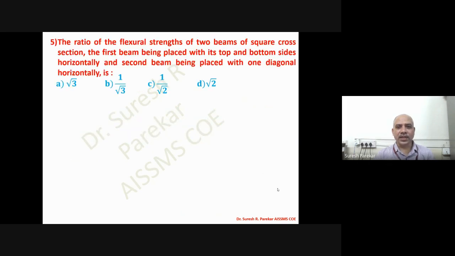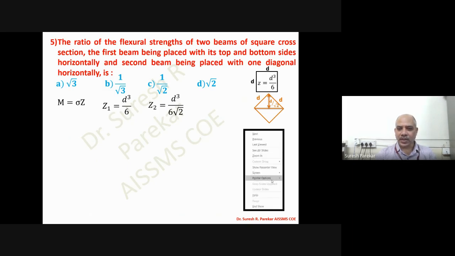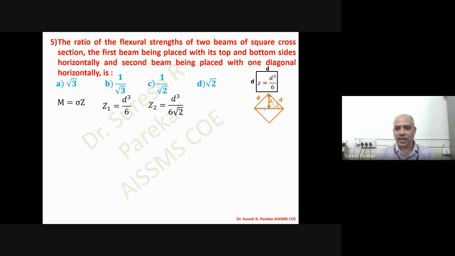Then the ratio of the flexural strength of beams. So one we have square section, the other we have with one of the diagonals as horizontal. So M is sigma Z, so M is directly proportional to Z. For the square we have Z, that is d cube upon 6. And for the diagonal horizontal, our I remains the same, but our Z will change. What will be I now? This also we have d by root 2.